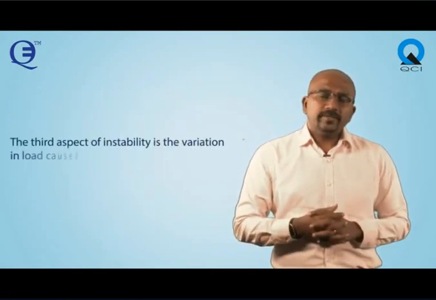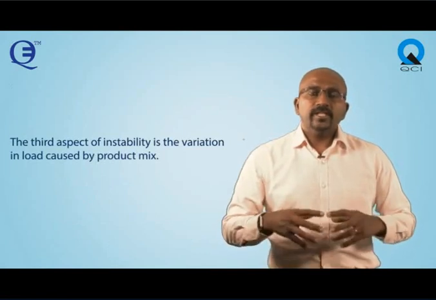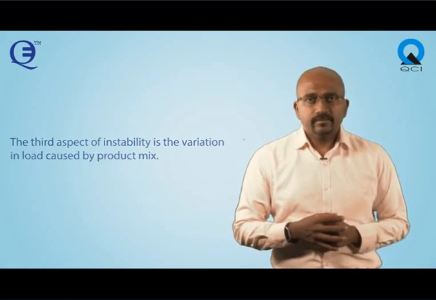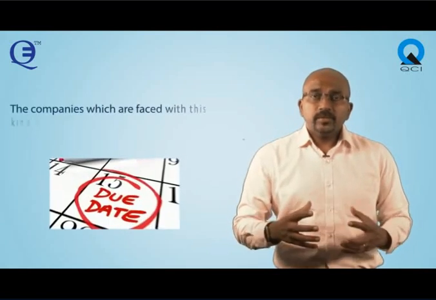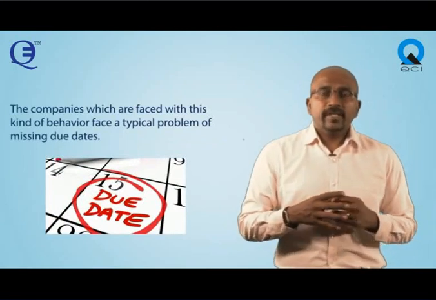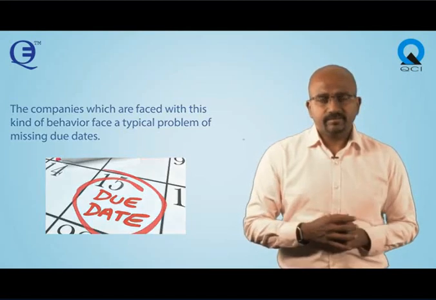The third aspect of instability is the variation in load caused by the product mix. Now, companies which are faced with this kind of a behavior face a typical problem of missing due dates. Their due dates of delivery are less than, let's say, 90%.